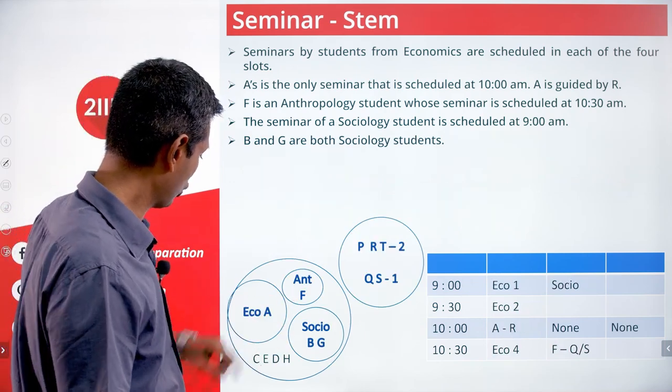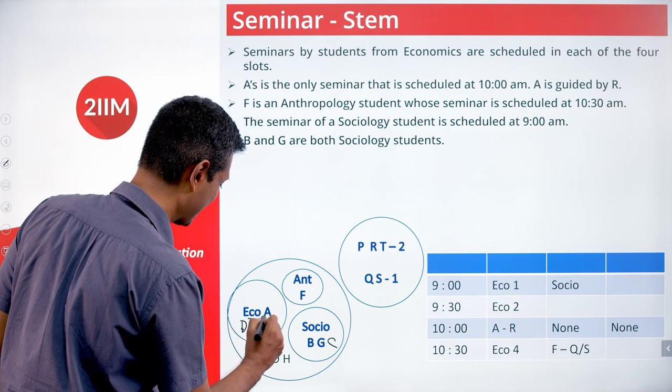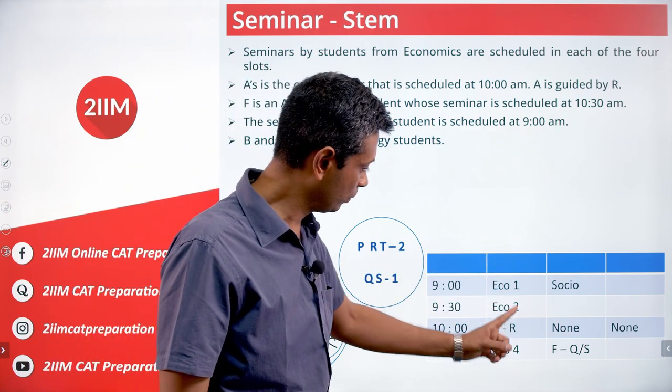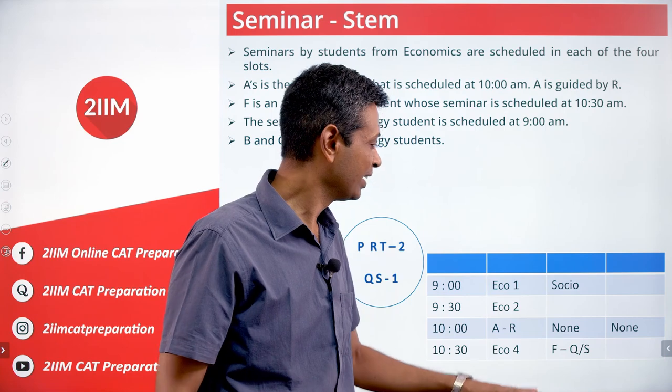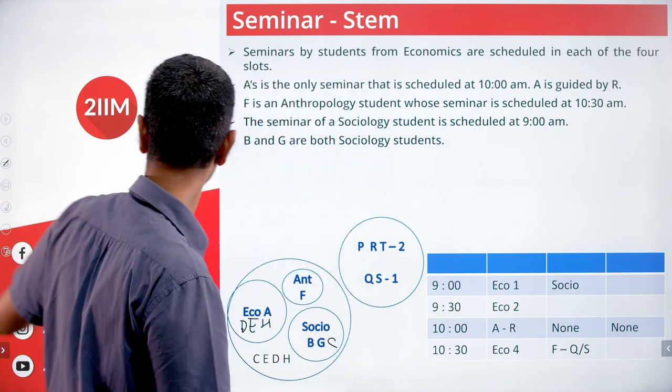This is F. Economics is A. B, C, G are together. A, D, E, H are together. We've already made these inferences. We've filled in economics 1, 2. Third one is this. This is 4. F is given to Q/S, and S/Q will be doing the other third sociology student.